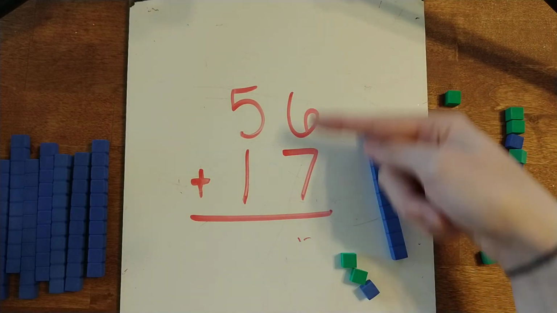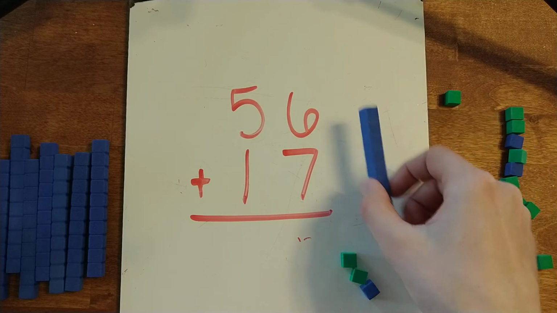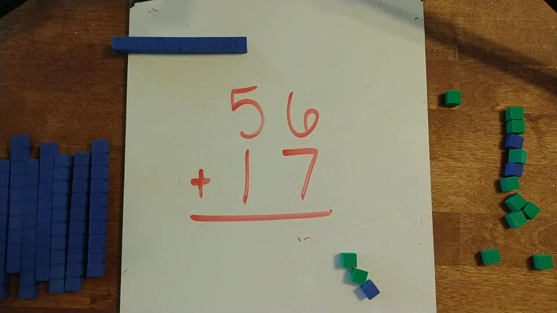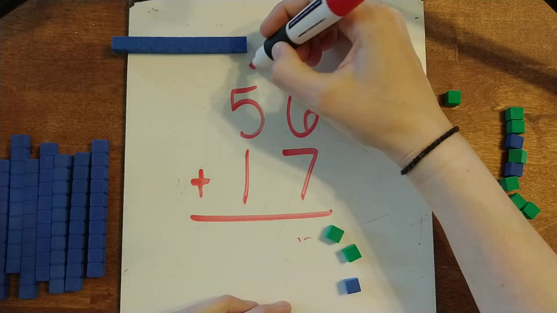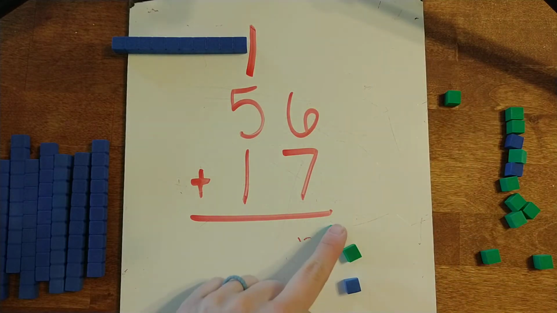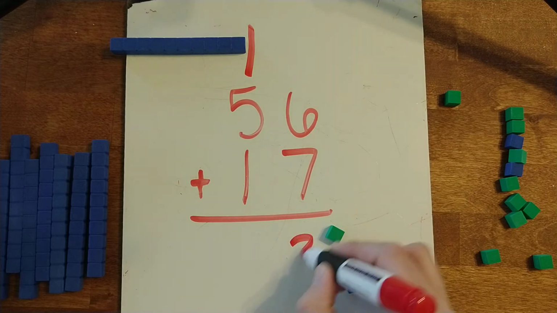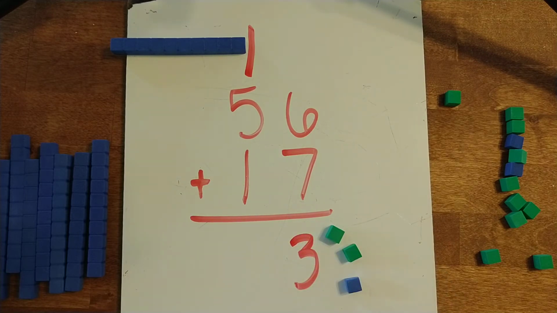Now, I know 10 sticks don't belong in this line. I know that they belong up here. And now it's okay. So I'm adding one 10 stick up here, and I'm keeping 3 unit blocks down here. Now I can keep adding.